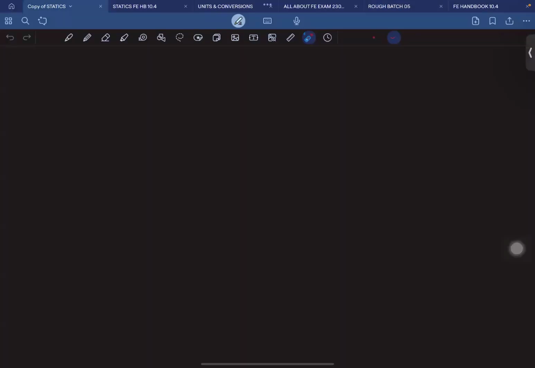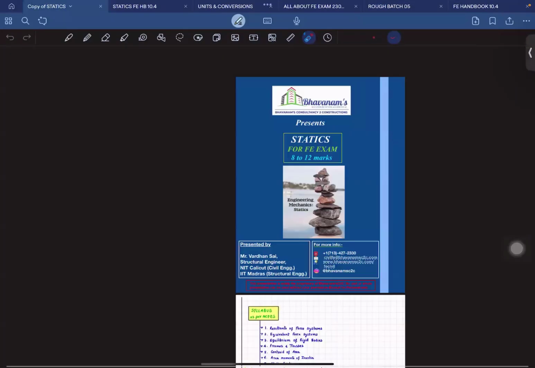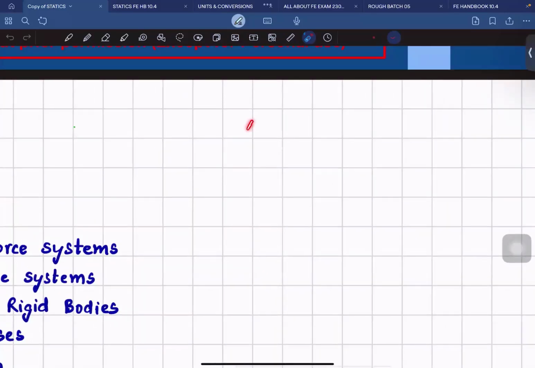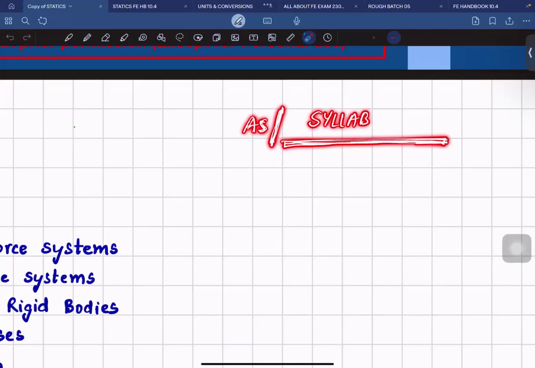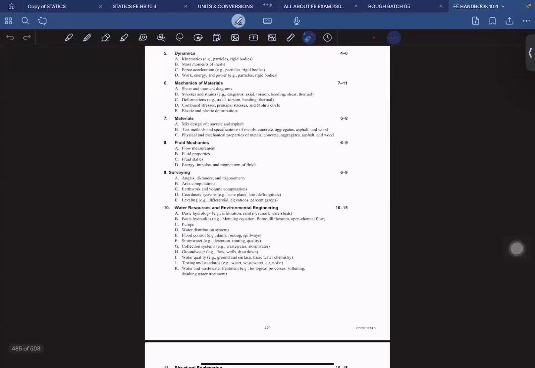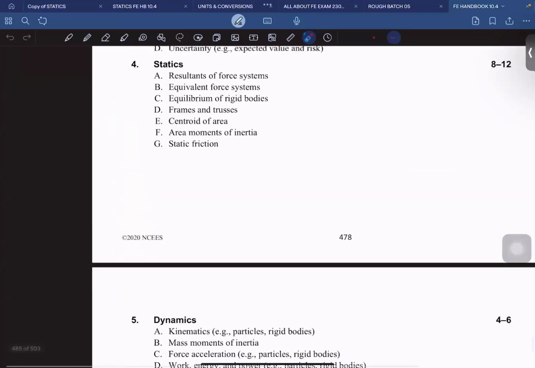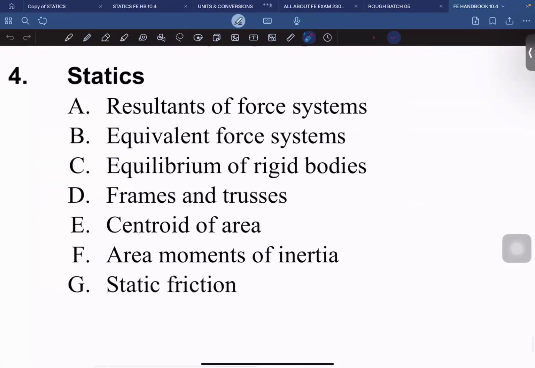So coming to the subject statics. No matter whatever subject you are preparing, what should we reference? As per the syllabus. Perfect. We have to prepare as per the syllabus. So if you see the handbook and go to the last pages, coming to statics, the syllabus here is what are the things?